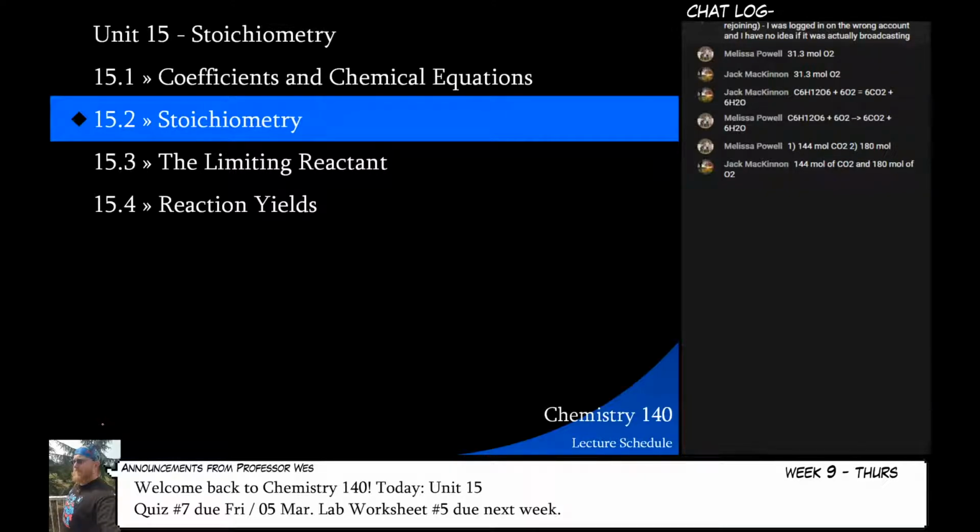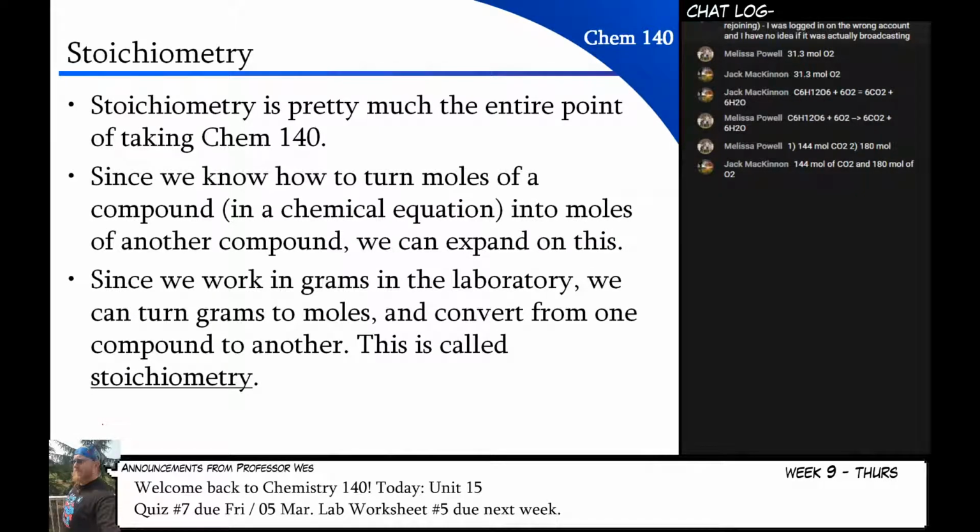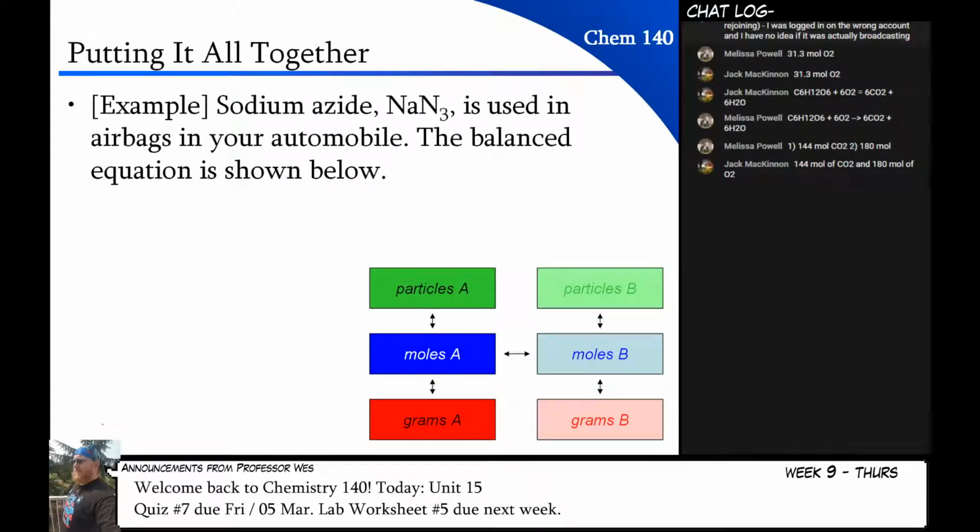All right, so let's put all of that together with being able to convert from grams to moles and do some actual problems that you would do in a laboratory. All right, so if you can turn moles of something into moles of something else, you could take each of those moles and turn them into grams or particles or whatever. And so this is called stoichiometry. So we're going to be doing problems using this chart again, because we're doing the same type of problem. It's just that to go from moles of A to moles of B, you use the coefficients in the balanced equation.